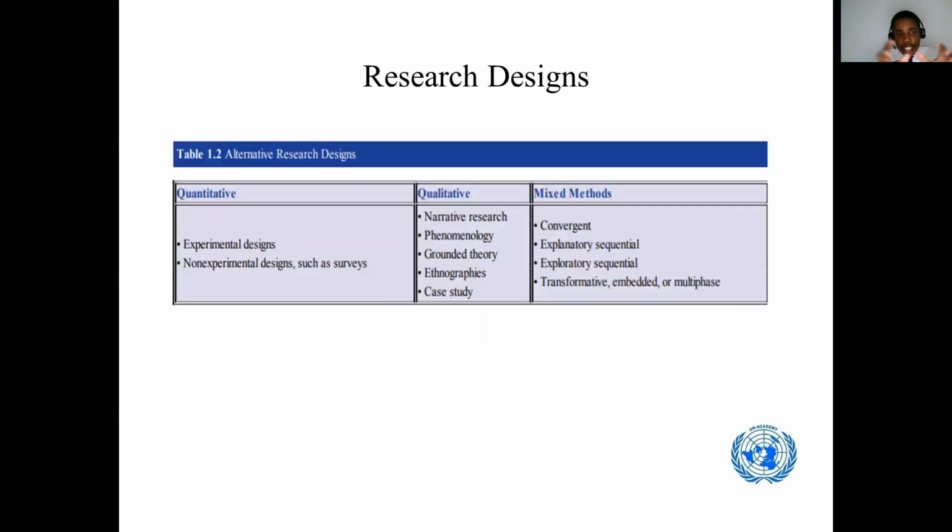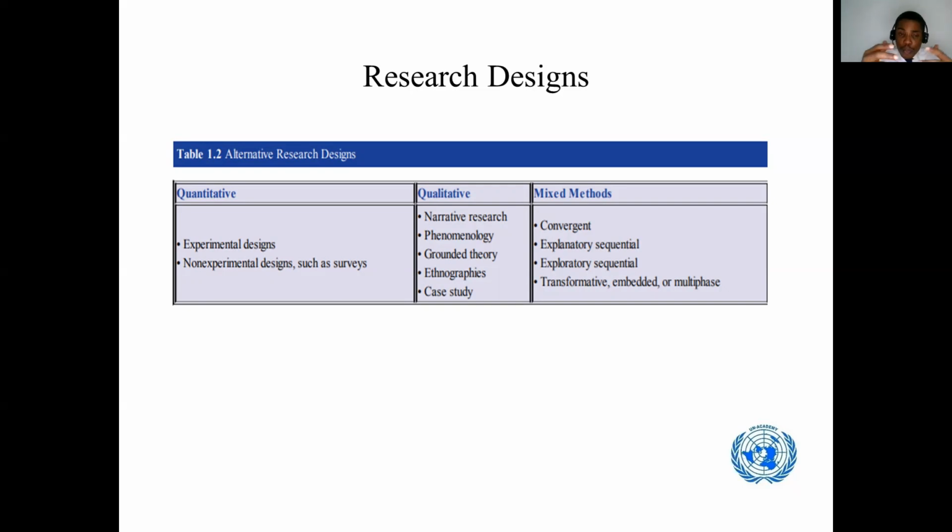So under quantitative is experimental in nature because we are scientists. All right. Quantitative, remember I told you they are positivists. We are talking about positivism. We are trying to carry out an experiment. What qualitative research has to do with is narrative research, phenomenology, grounded theory, ethnographies, and case study.